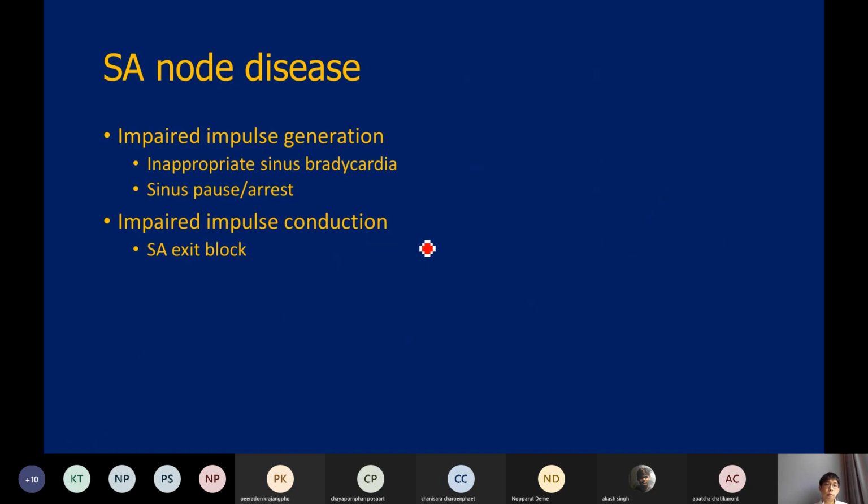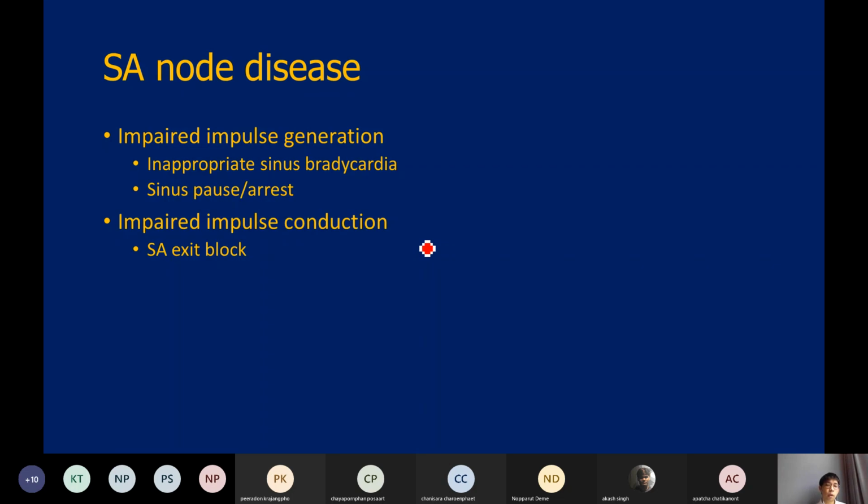So the most important thing is to recognize the ECG. As I said before, there are two important types of conduction system abnormality or bradycardia. The first one is the SA node disease. The SA node disease has two subsets. The first one is the impaired impulse generation, which means that the SA node cannot generate impulse.